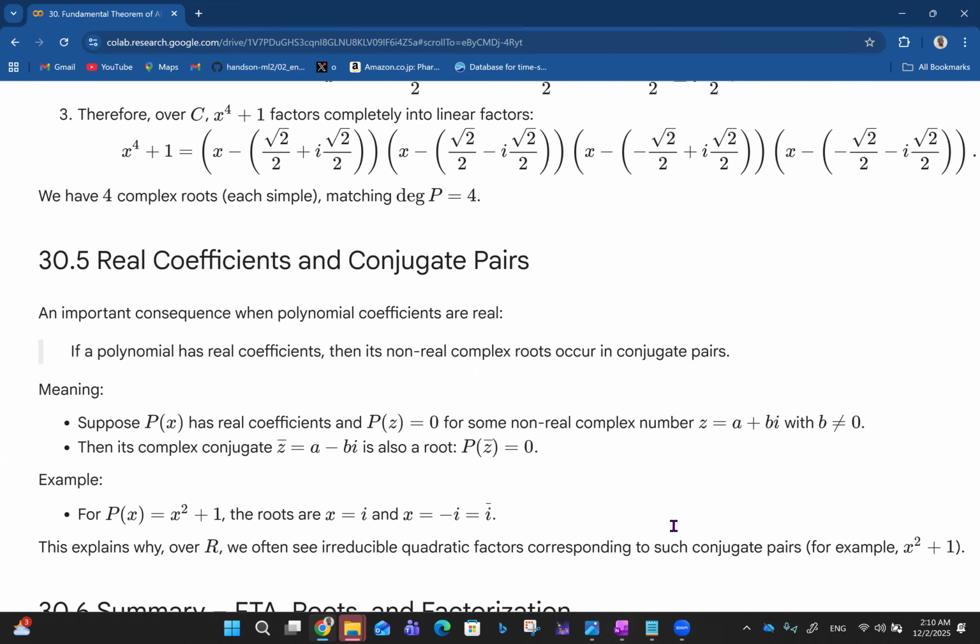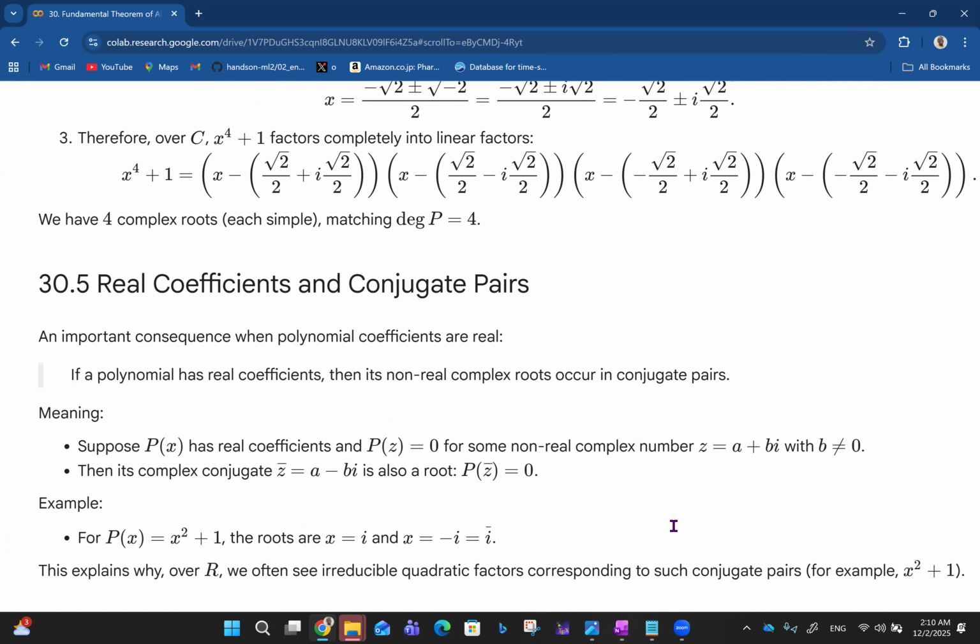That's the deal there. So we can then talk about real coefficients and conjugate pairs. An important consequence when polynomial coefficients are real: if a polynomial has real coefficients, then its non-real complex roots occur in conjugate pairs. That is established. So you can see once you have something containing i, there must automatically be one with a minus. Once you have minus root 2 over 2 plus i root 2 over 2, then there must be minus root 2 over 2 minus i root 2 over 2.